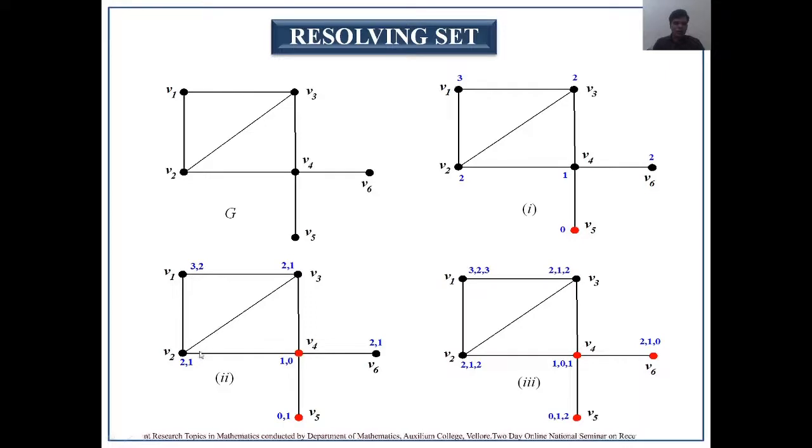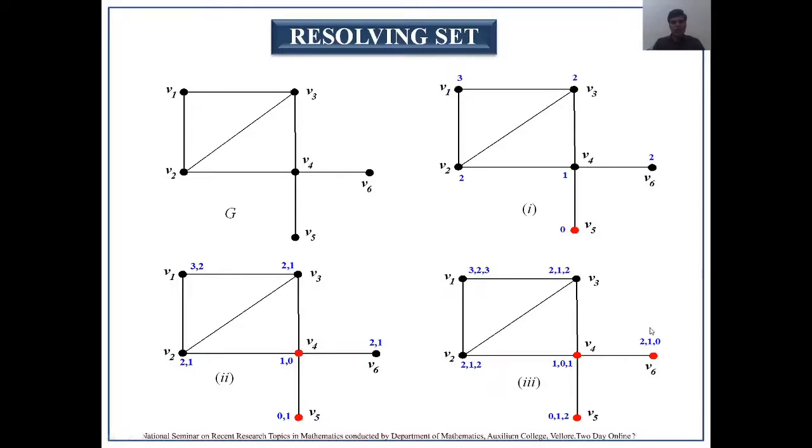But again I can see that V2 and V3 have the same representation. The first coordinate is 2, the second coordinate is 1, therefore they have the same representation. Therefore the set consisting of the two vertices V4 and V5 is not a resolving set for this graph.